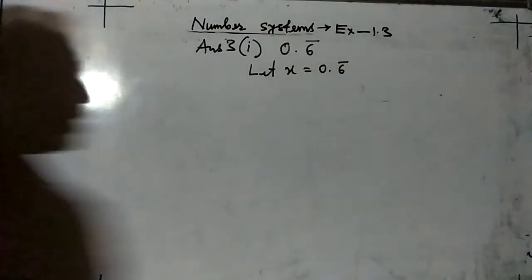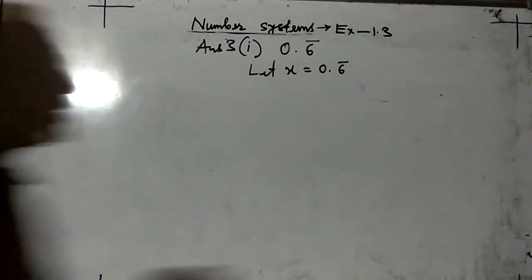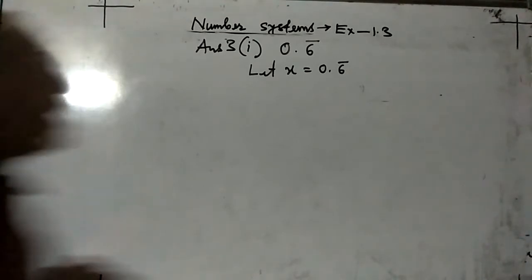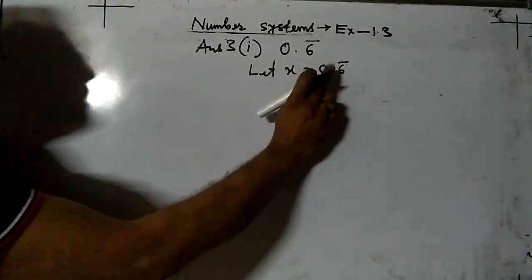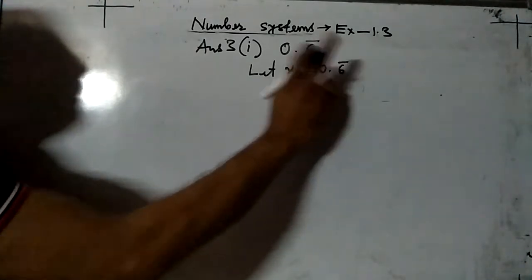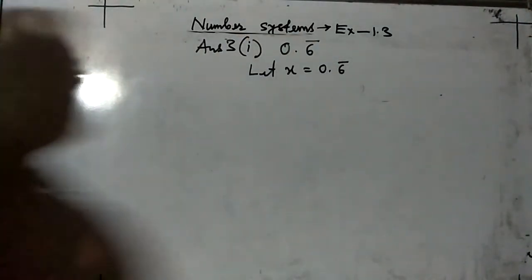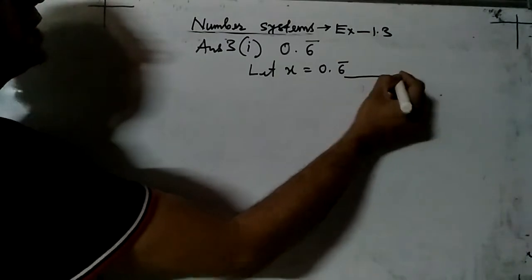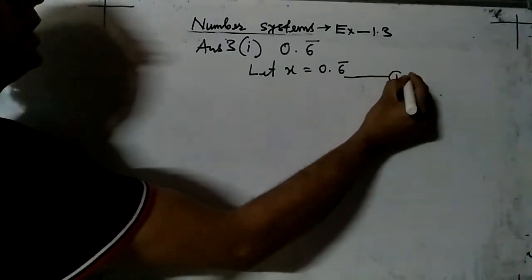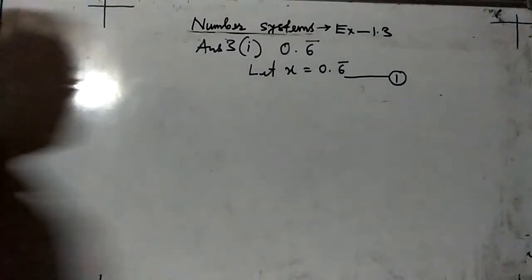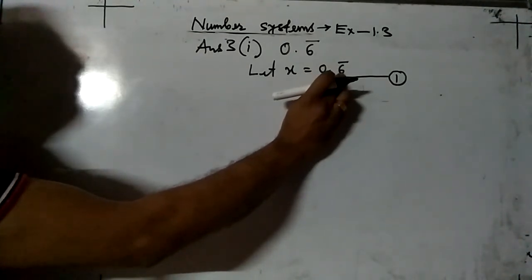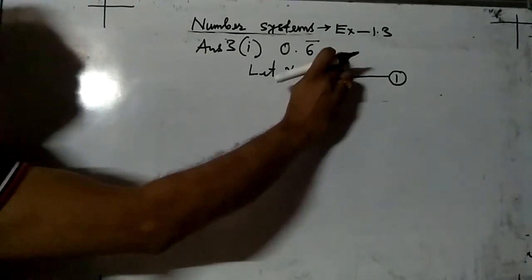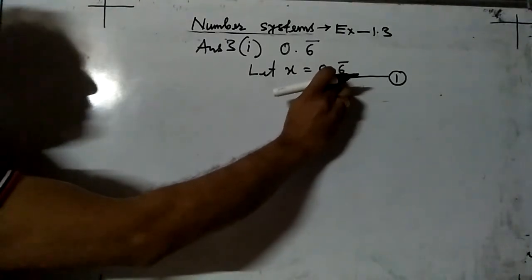6 bar means 6 will come continuously, and it will not be terminated. Just check that the bar starts right after the point. So you will put this as equation number 1. Now check in how many digits the bar is there. Only one digit. On one digit the bar is present.